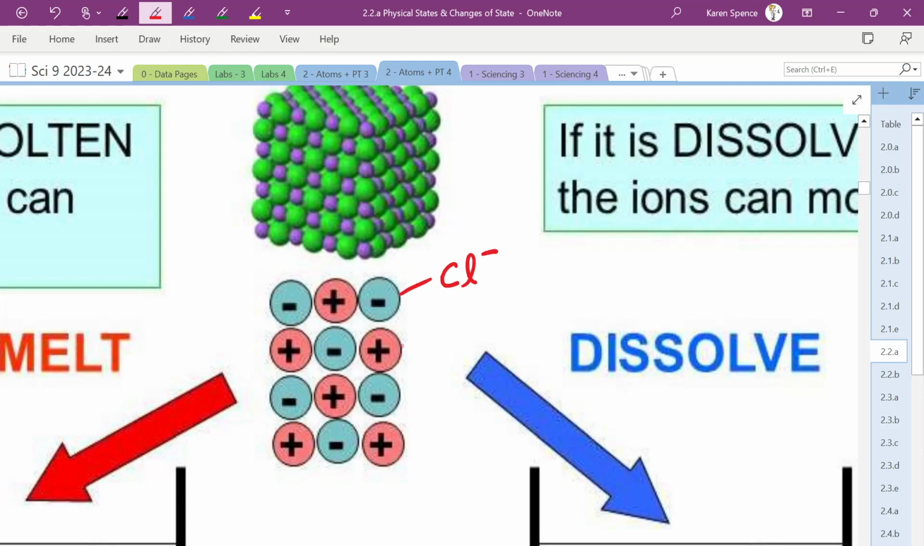So we have the alternating chloride, sodium, chloride, sodium. And we know it's a solid because it's really organized. Yeah? It's tightly packed. It's very organized.